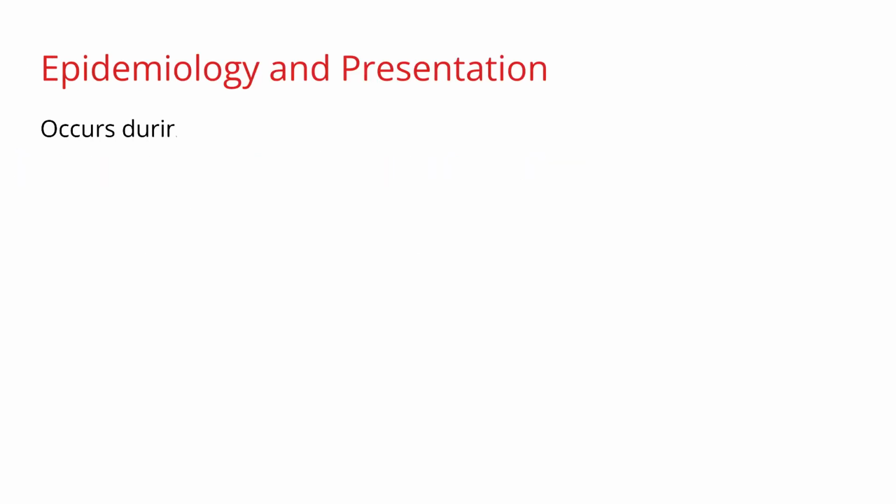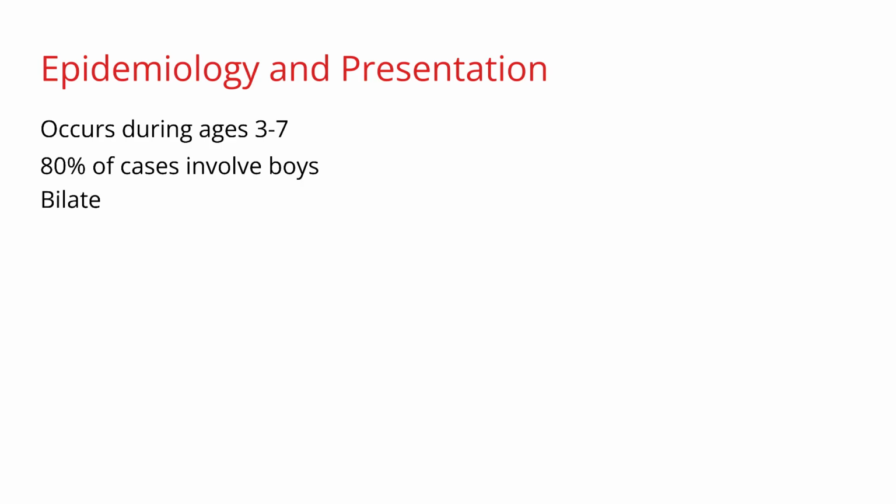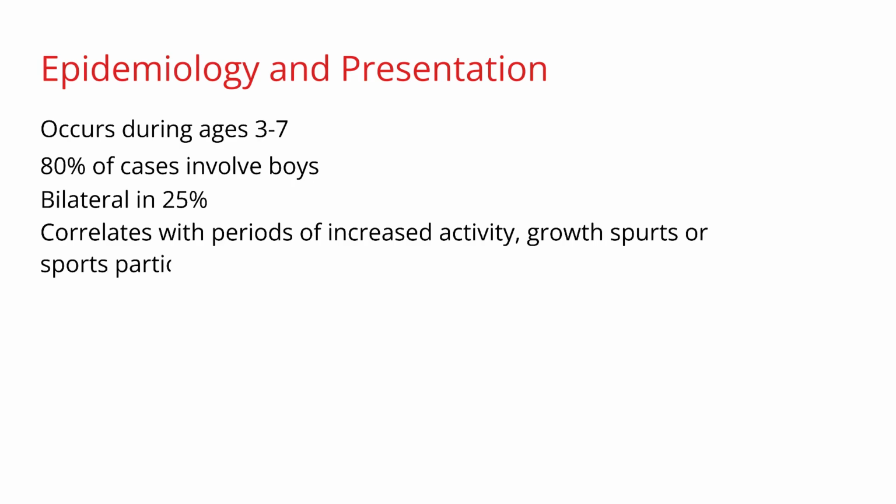It typically occurs during ages 3 to 7, and 80% of the time it affects boys. It's bilateral in 25%, and it often correlates with periods of increased activity, growth spurts, or early sports participation.